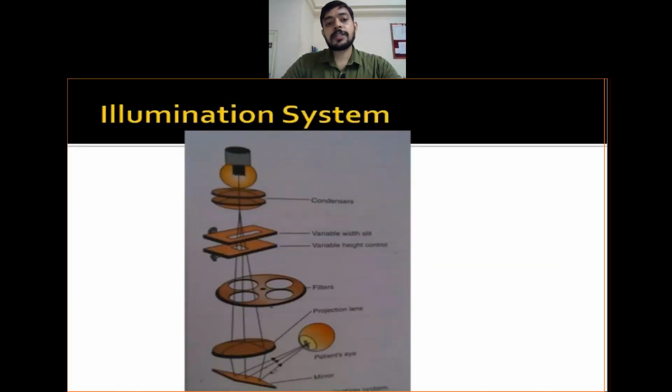So our illumination system will be having a bulb, then we'll be having a condenser. The light emitted from the bulb will be divergent in nature, so the condenser will make the light parallel. Then again we'll be having variable filters as well as apertures. Then we'll be having a projection lens which will again make the light convergent in nature. Then with the help of a mirror, we'll be projecting the convergent light into the desired area where we need to observe.